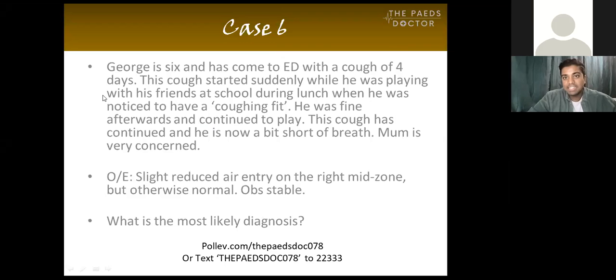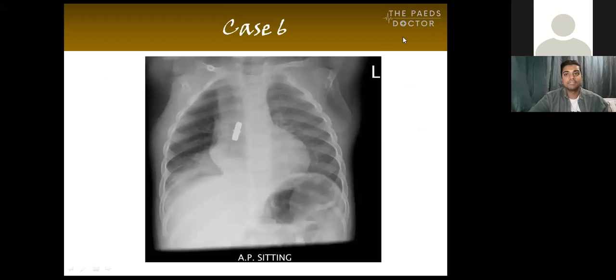Exactly. So the main things here is the child presents with a cough that started suddenly while he was playing, and he was fine afterwards, okay? And then his cough continued, and now he's a bit short of breath. And then the main buzzword is right mid-zone. So the majority of you, 60%, were correct. It is foreign body aspiration for this very reason. So this is the X-ray. And I'm sure you can all see, there's a foreign body in the right side.